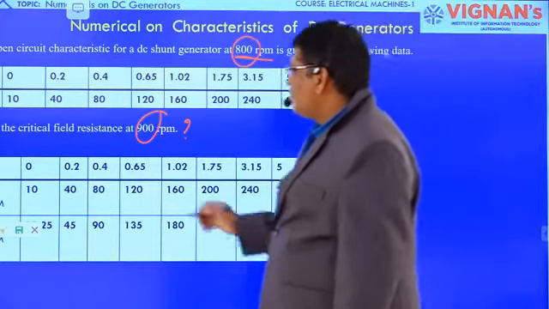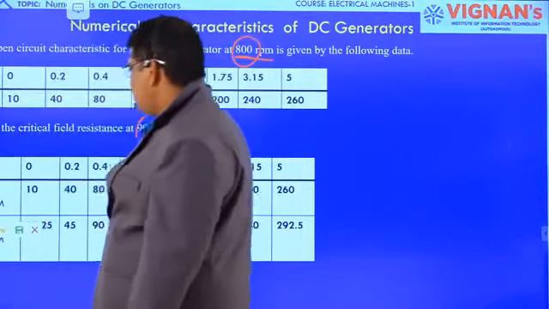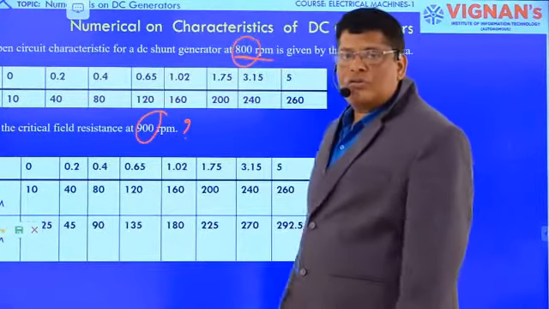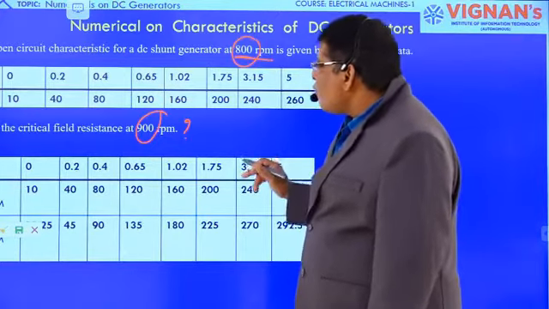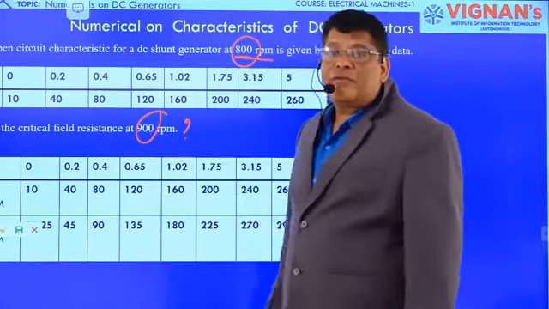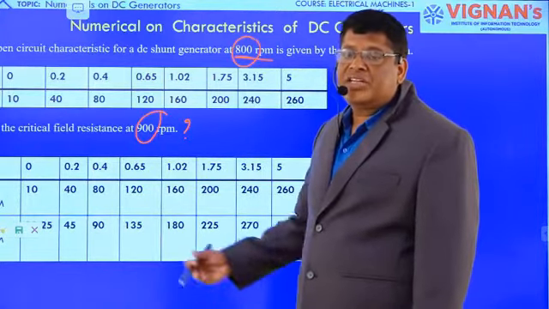Right? So from this point to this point. This is the question. Now we are going to solve this one. At what value do you have to find out? At 900 RPM we have to find out the critical field resistance of a generator.